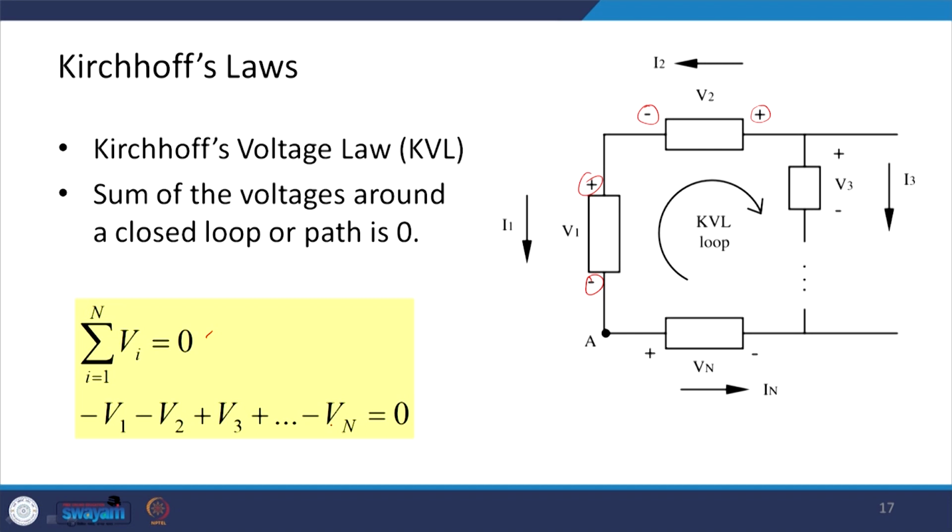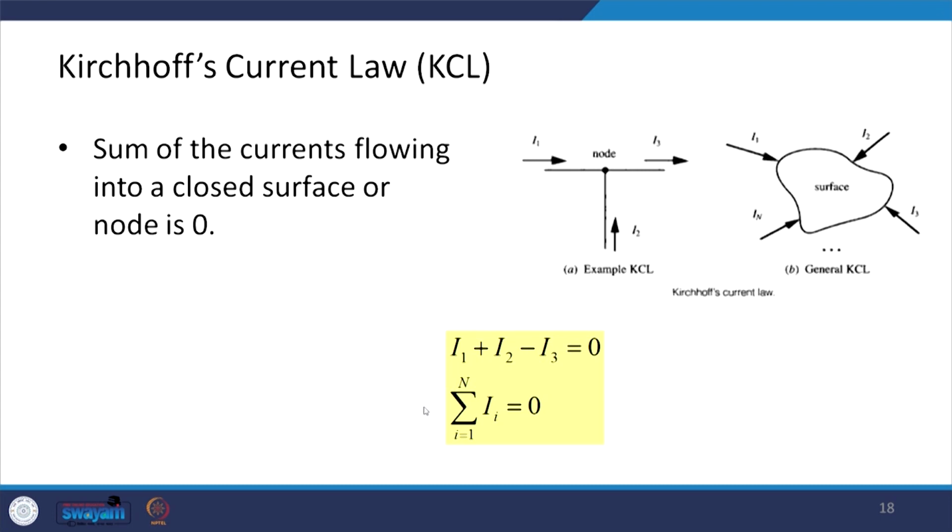Now, how do we take care of the signs here? So, we can start from one of the components. Here you have a negative sign. So, this is my loop direction basically. So, minus V1 minus V2 plus V3, in the direction of the loop there is a plus sign here, plus V3, and here you can see that there is a negative sign. So, I have minus Vn here and it is equal to 0. So, this way we can write Kirchhoff's voltage law, KVL.